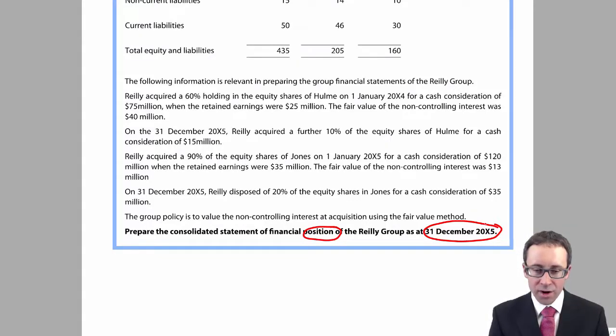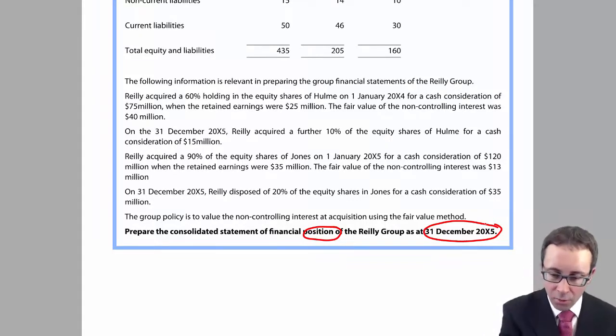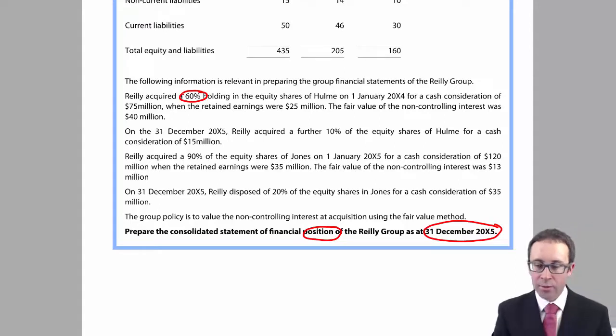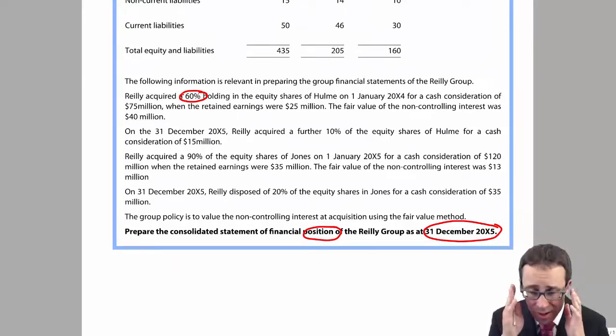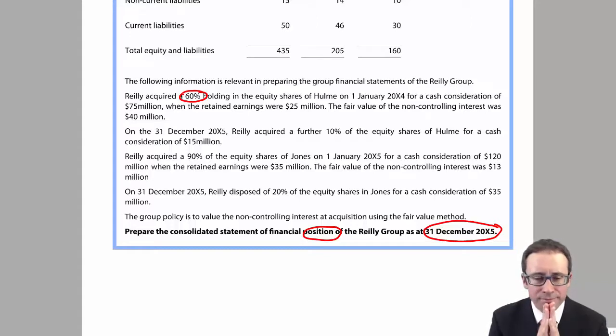It says Riley acquired a 60% holding in the equity shares of Hume on the 1st of January X4 for a cash consideration of 75, the retained earnings of 25, and it tells us the fair value of the non-controlling interest. So it tells us everything to do with the original acquisition date. Is that the 2 years ago?